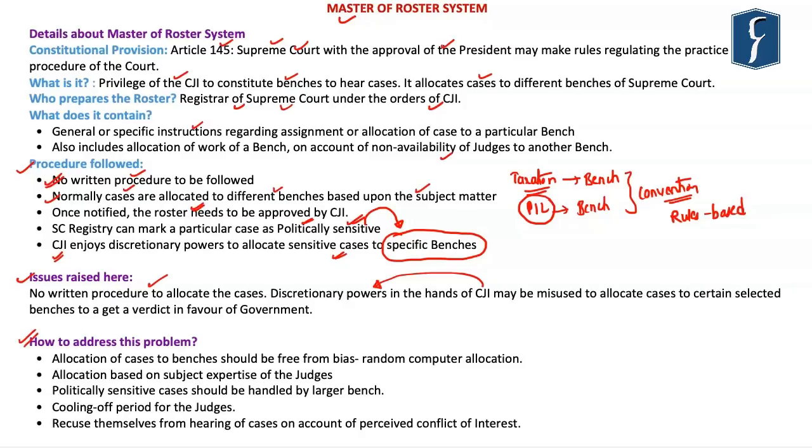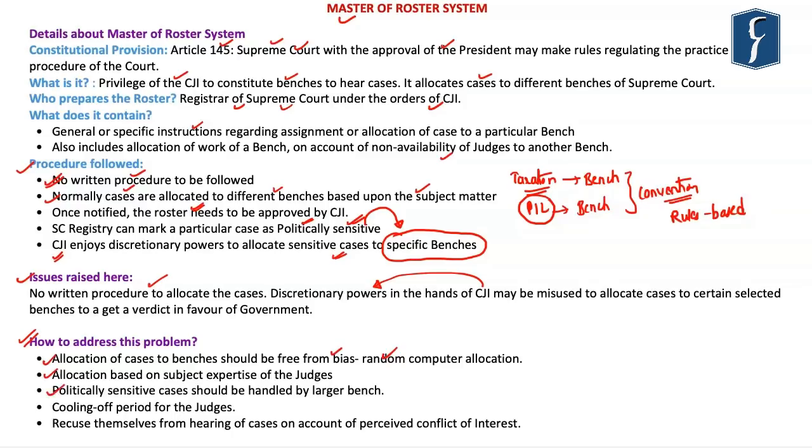So the question which arises here is, how do we address the present flaws in the Master of Roster system? First and foremost, the Master of Roster system has been questioned on the grounds that there could be a personal bias of the Chief Justice of India in handing over a case to a particular or a specific bench. So what we have to do here is do away with this personal bias, and this can be done by allocating cases to the different benches of the Supreme Court randomly through the computer. This random allocation should also keep in mind the expertise of the judges on the different subject matters.